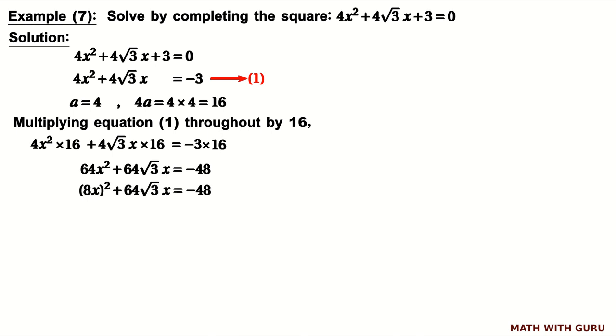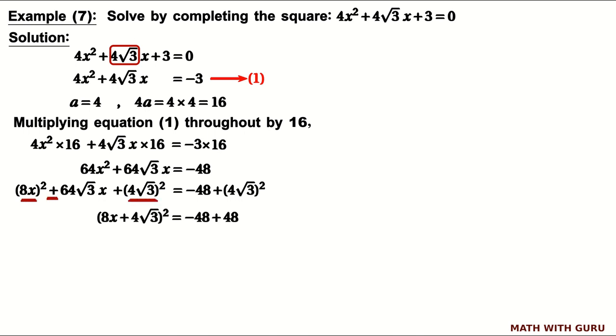(8x) whole squared plus 64 root 3 x equals minus 48. Consider the coefficient of x, 4 root 3. Add (4 root 3) whole squared to both the sides. Now factorize. (8x plus 4 root 3) whole squared equals minus 48 plus 48. (8x plus 4 root 3) whole squared equals 0. 8x plus 4 root 3 equals 0. 8x equals minus 4 root 3.